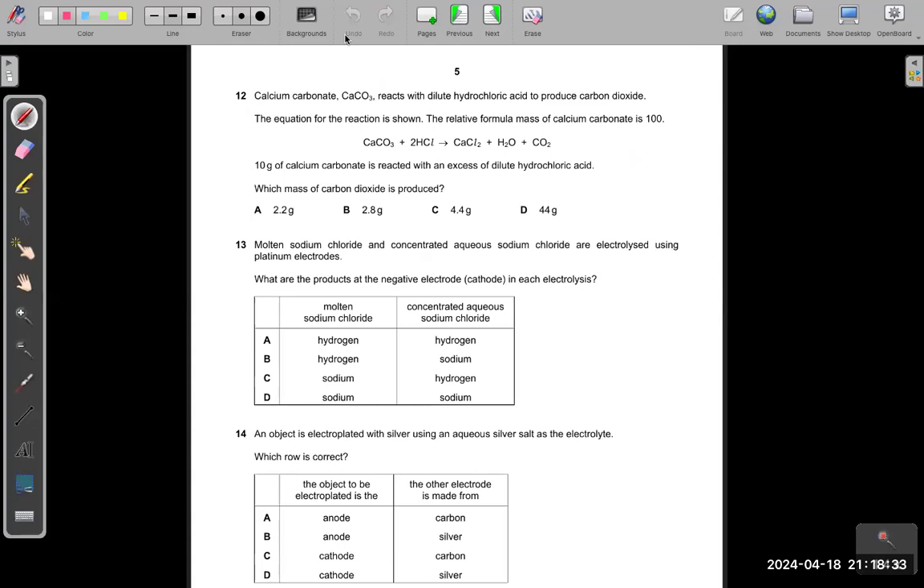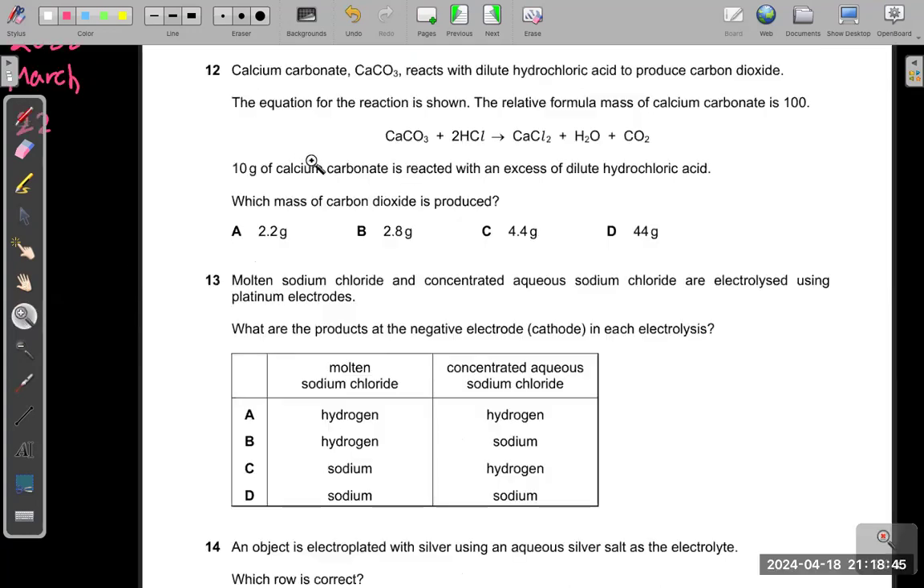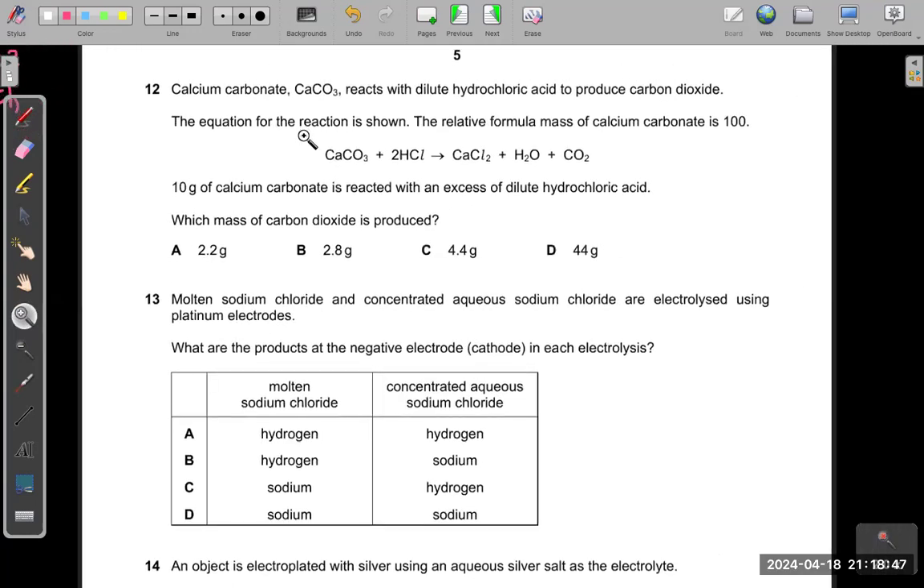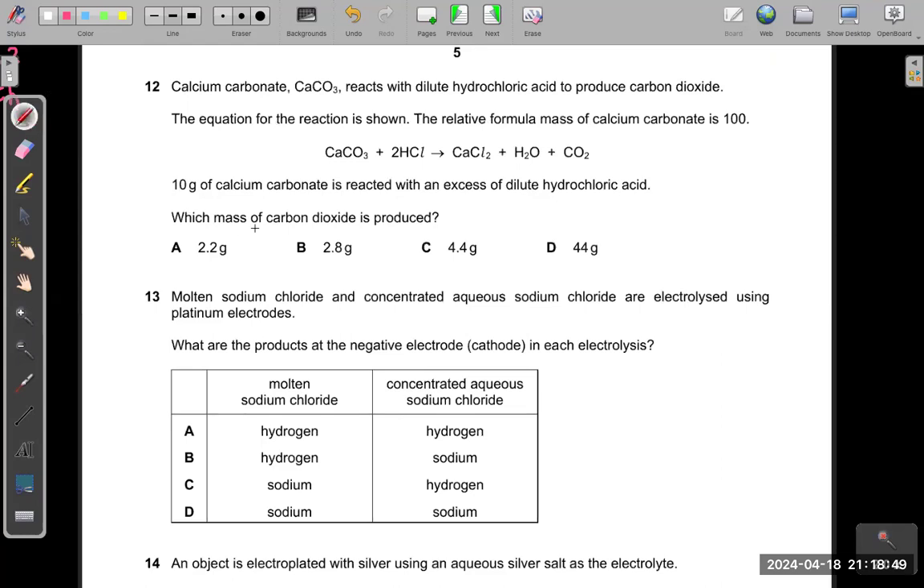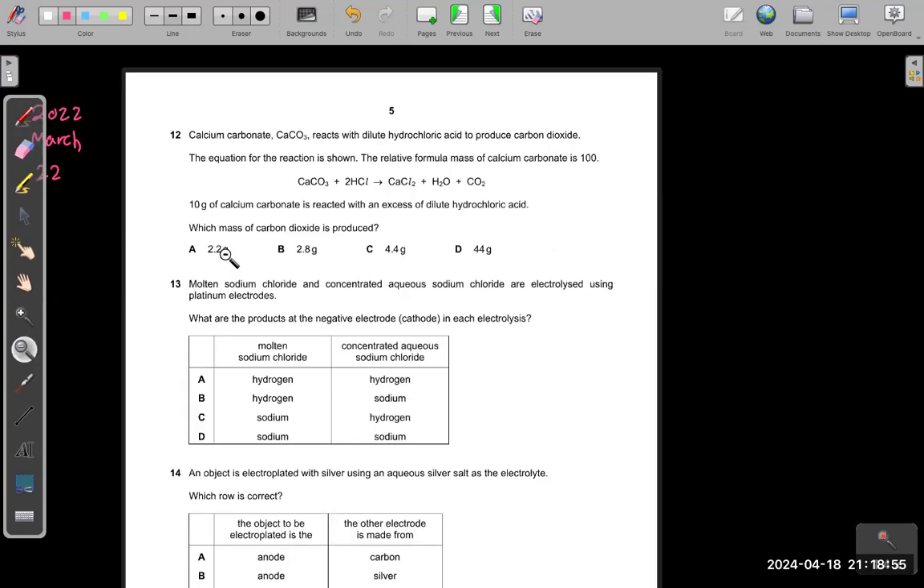Question number 12. We are still in the 2022 March exam, paper 22. Calcium carbonate reacts with dilute hydrochloric acid to produce carbon dioxide. The equation for the reaction is shown. The relative formula mass of calcium carbonate is 100. 10 grams of calcium carbonate is reacted with an excess of dilute hydrochloric acid. Which mass of carbon dioxide is produced?